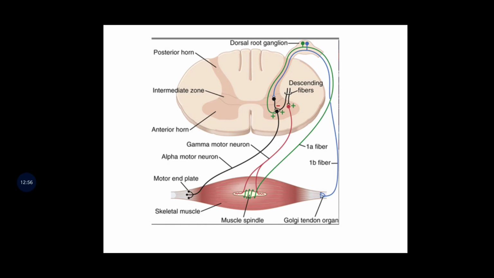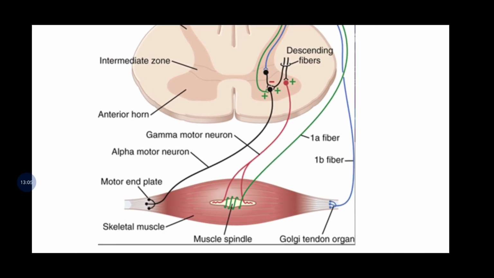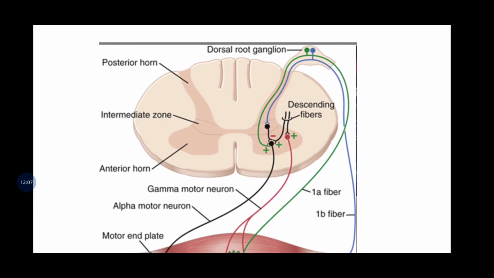So for this I have just given a brief idea, in case you forgot what is meant by intrafusal fibers and extrafusal fibers. In this diagram you can easily understand this is the posterior horn, the anterior horn. From here the sensory signal goes, and there is a dorsal root ganglion also.